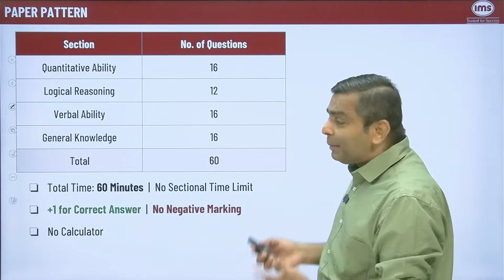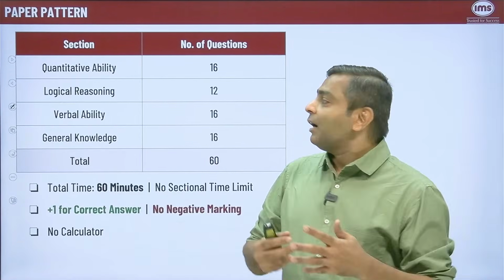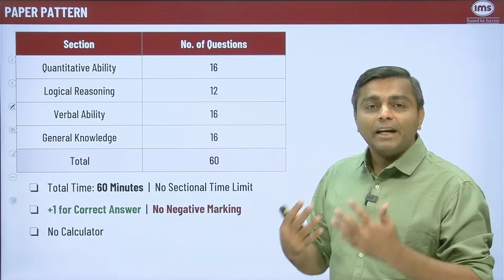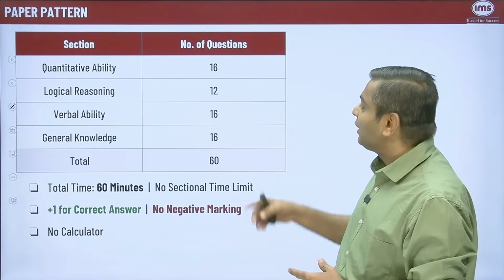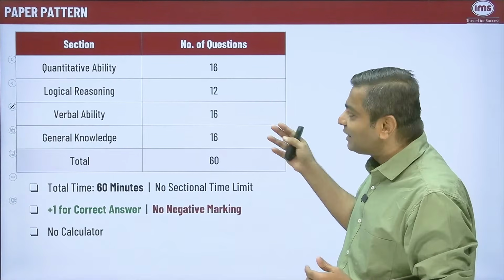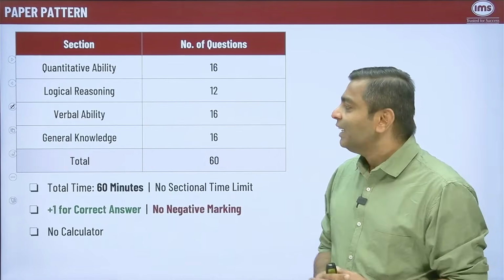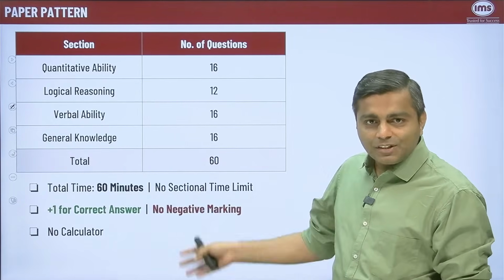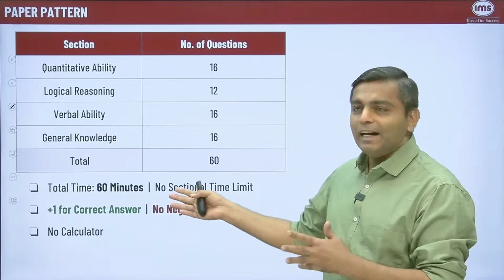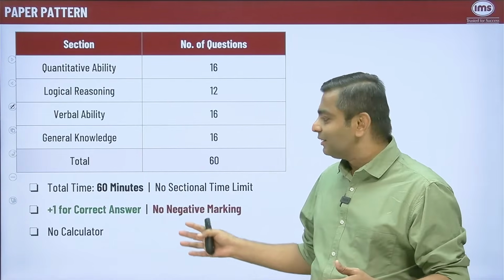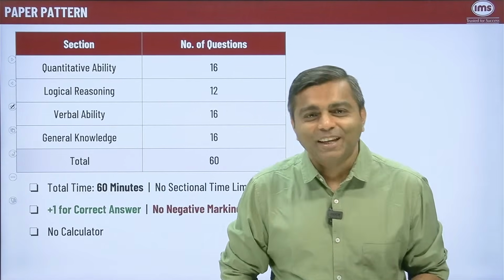Okay, so paper pattern, there were no surprises. It was the pattern that they had communicated: 16 questions in quant, 12 questions in logic, again 16 questions in verbal, 16 questions in GK. So a total of 60 questions, 60 minutes, no negative marking, and again the same thing, +1 for correct answer. Absolutely no use of calculator.